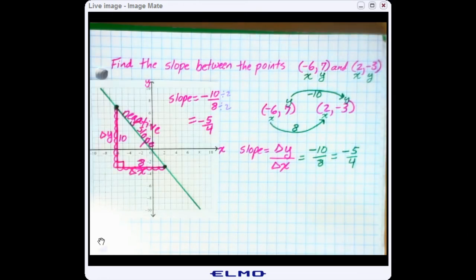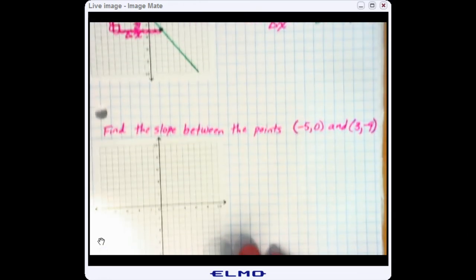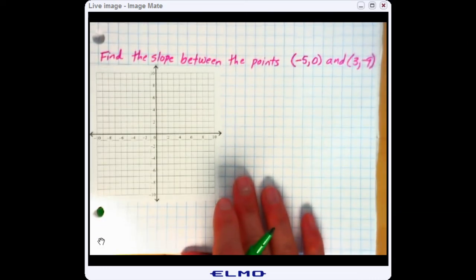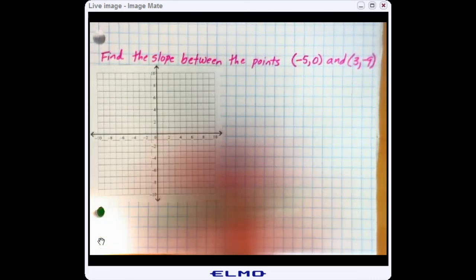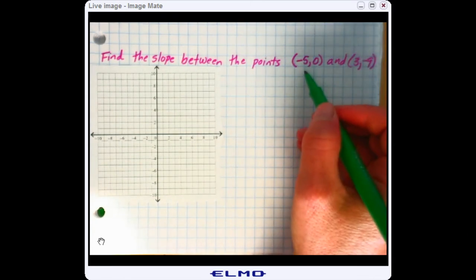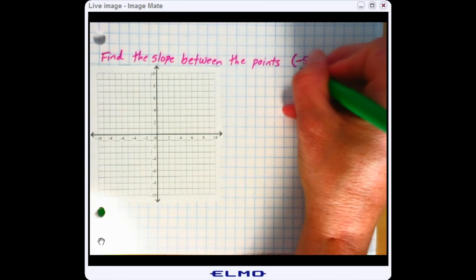Okay, we're going to do one more together. Okay, so I have these 2 points again. I can solve it graphically or algebraically. I'm showing 2 different methods. So I'm going to start by plotting my point, negative 5, 0.